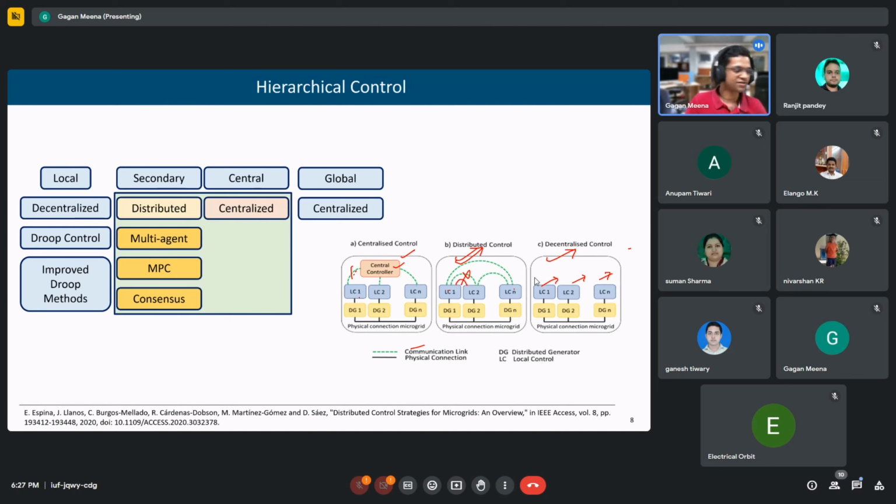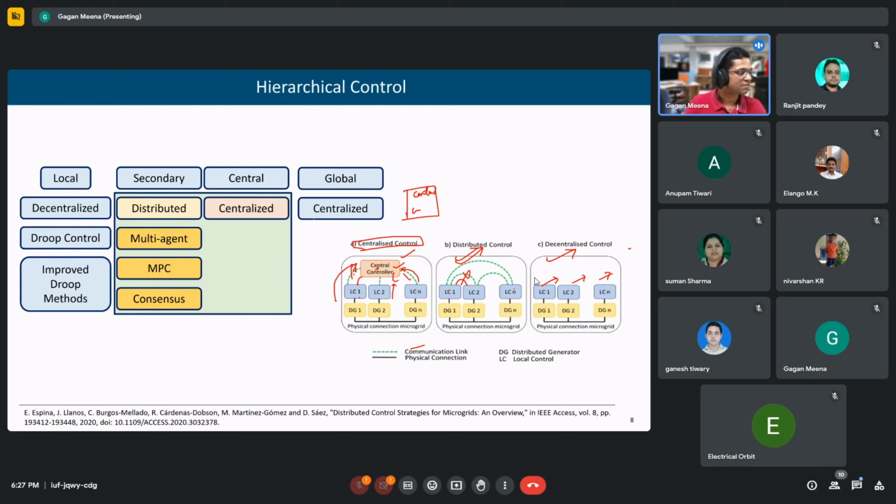So communication cost increases. If we also think in terms of computation, in centralized control, this central controller will be taking all the decisions. It will take inputs from all these controllers, and then it will also give decisions. So in terms of computation, this central controller will be doing a lot of work.